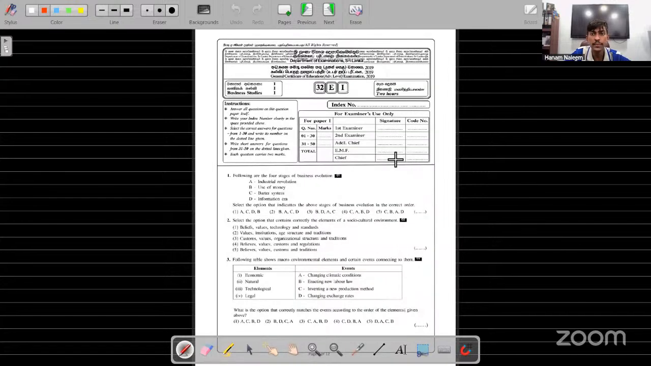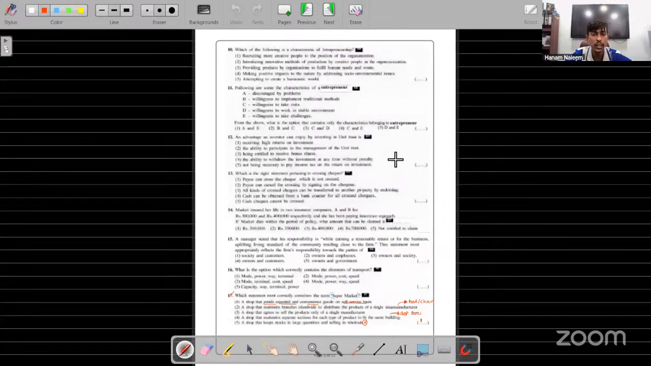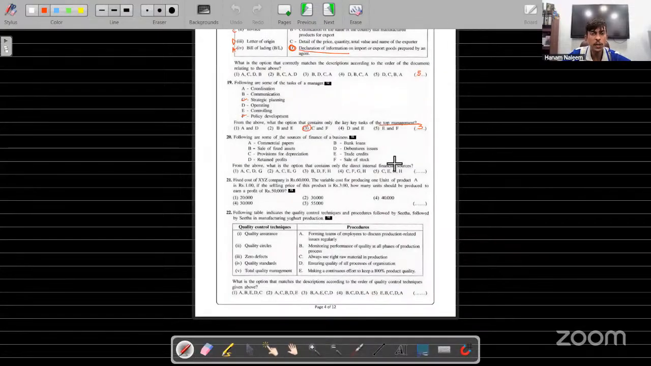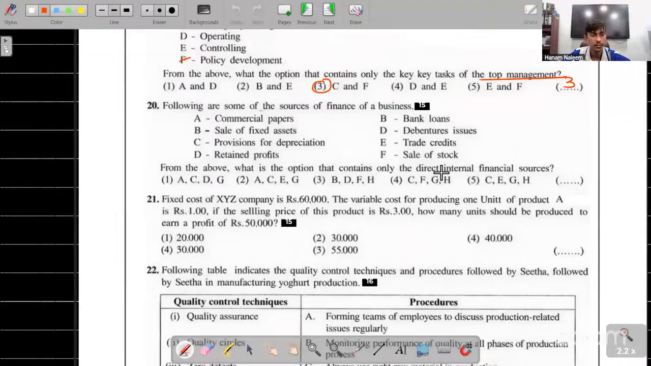Okay. Now 2019, question number 20. From the above, what is the option that contains only... yes, through provisions your cash doesn't go out. Your money is saved. Okay. So following are some of the sources of finance. They're asking what is the option that contains only direct and internal. Direct means we don't use anyone in between. Internal means we get money within our business itself. So what are the direct and internal ones? Commercial paper is indirect, we get the help of the bank.